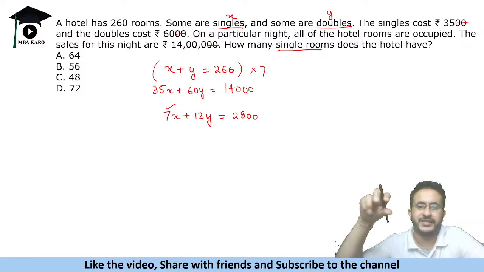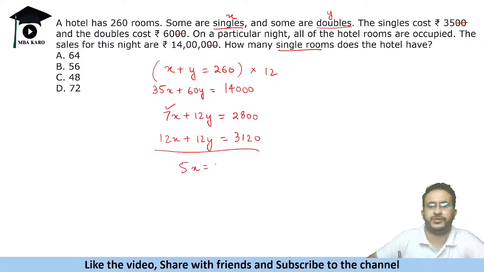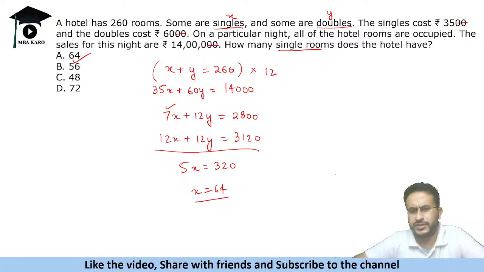If you have to find x, try to eliminate y. So multiply by 12, not 7. So you will get 12x plus 12y is 3120. So you will get 5x is equal to 320, where x is 64. So this was a simple linear equation based problem, in which you had to make two equations in two variables and solve it. So this was like how to solve equations in a smart way.